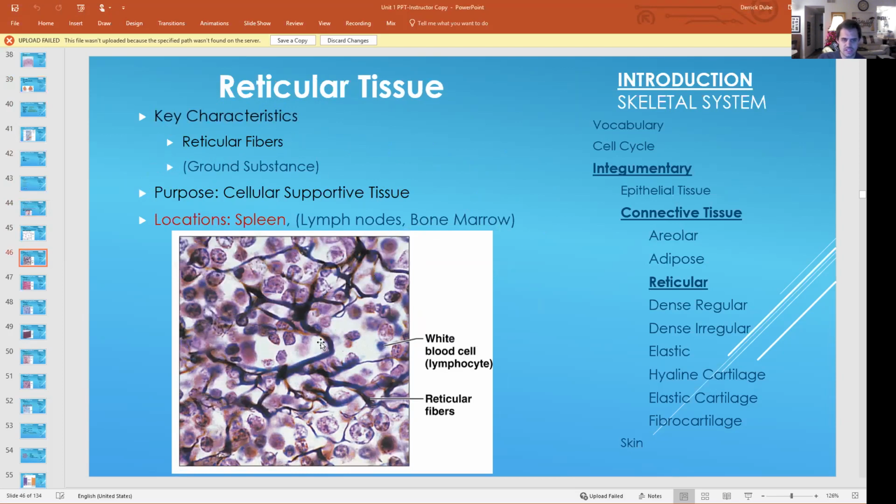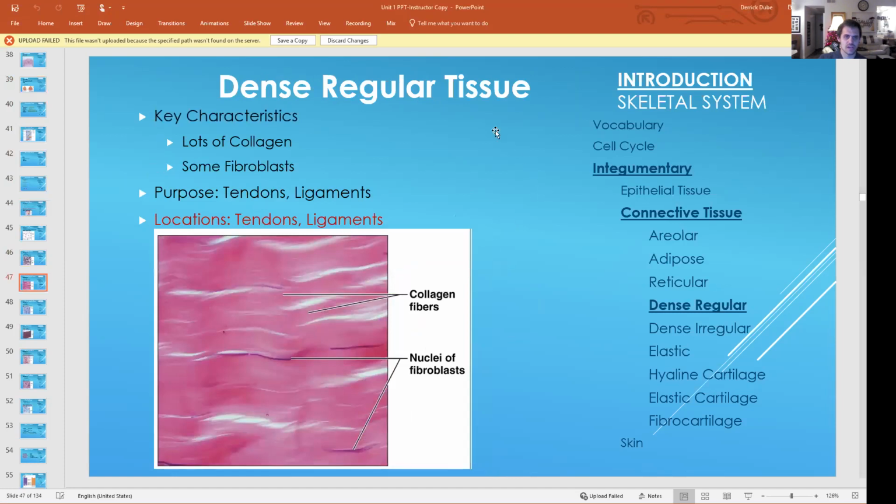And so really this is a lot of what this is doing, just holding those cells in place. It's supporting those cells, keeping them in place, and that's really what it does.